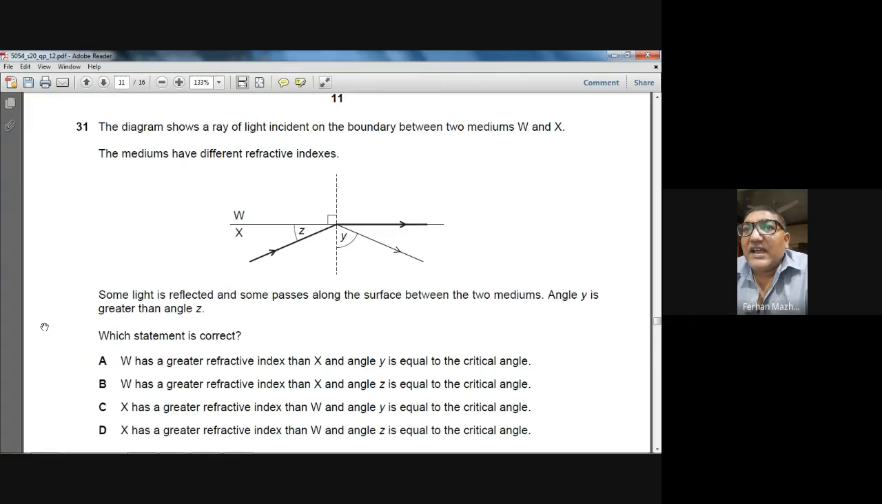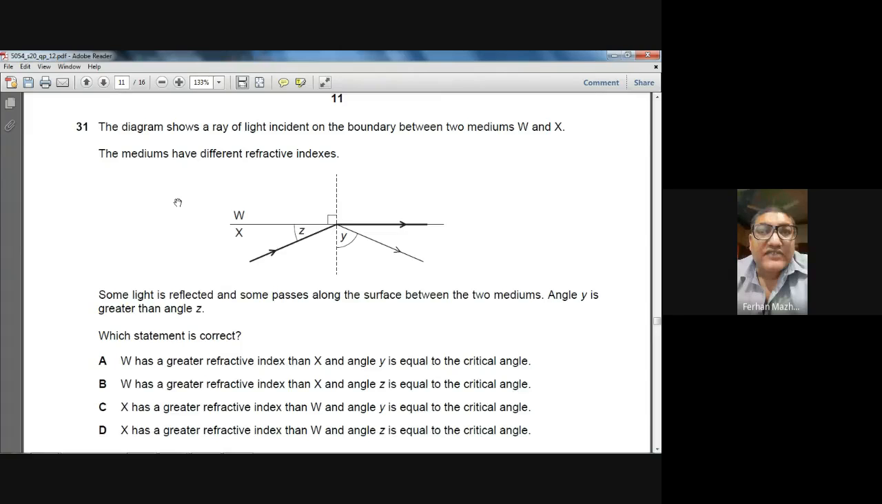Angle Y is greater than angle Z. Which statement is correct? You see, this must be dense, because the process of total internal reflection is taking place. So this medium should be dense and this outer medium should be rare. The refractive index of X should be greater than the refractive index of W, because this phenomenon only happens when the light is entering from a dense medium into a rare medium. So the refractive index of X should be greater than the refractive index of W.